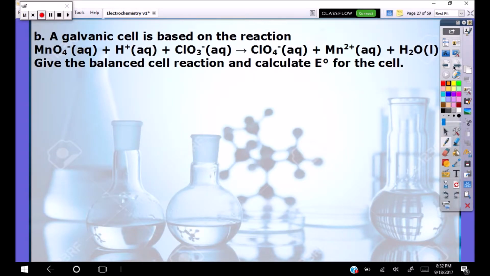Okay, here's another example. This one, I don't believe they gave the reduction potential to you in your chart, so you may have to look up some of these. We try to give you as many as possible. I will look these up though. So it says a galvanic cell is based on this reaction with the permanganate ion, that's MnO4-. We've got H+, and we've got chlorate and perchlorate ions, and then manganese 2+ and H2O. So balance the cell reaction.